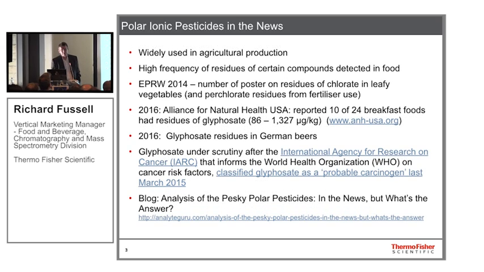So as everyone is aware, polar ionic pesticides are in the news. I guess they've been in the news for quite some time and never really gone away. That's because they're widely used in agriculture, and also because residues of these compounds occur because of food preparation in food facilities. What that means is that we get a high frequency of residues of some of these compounds detected in food. For example, at the European Pesticide Residue Workshop 2014, there were quite a number of posters on residues of chlorate in leafy vegetables, and also perchlorate, not related, but residues from fertilisers, because perchlorate is in quite high natural concentrations in some of the fertilisers which we use.